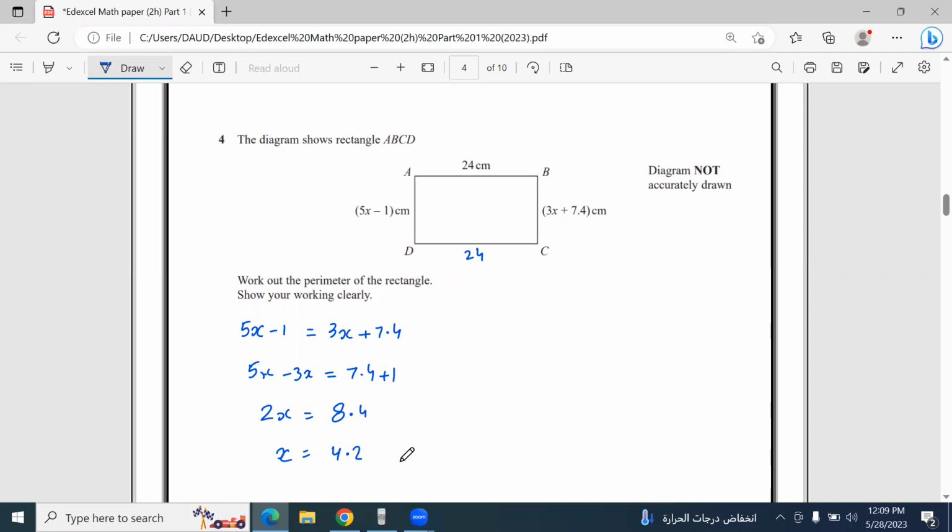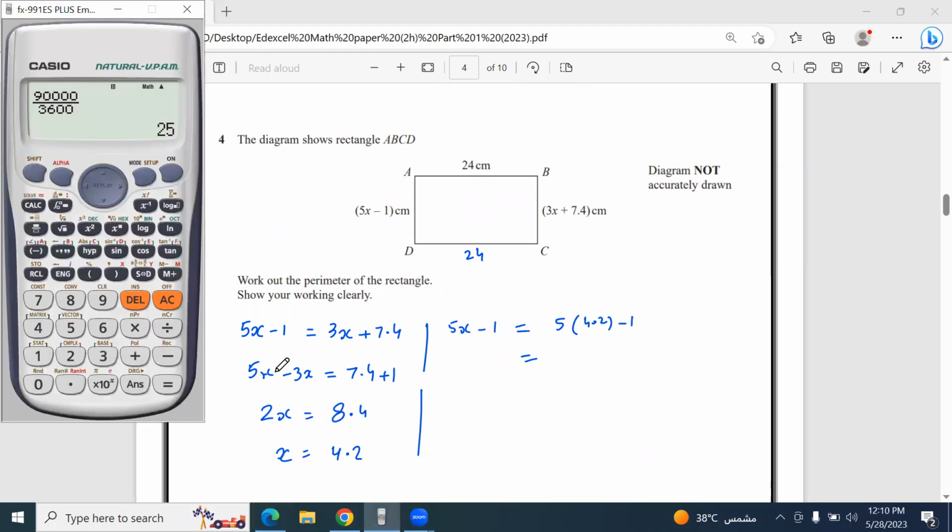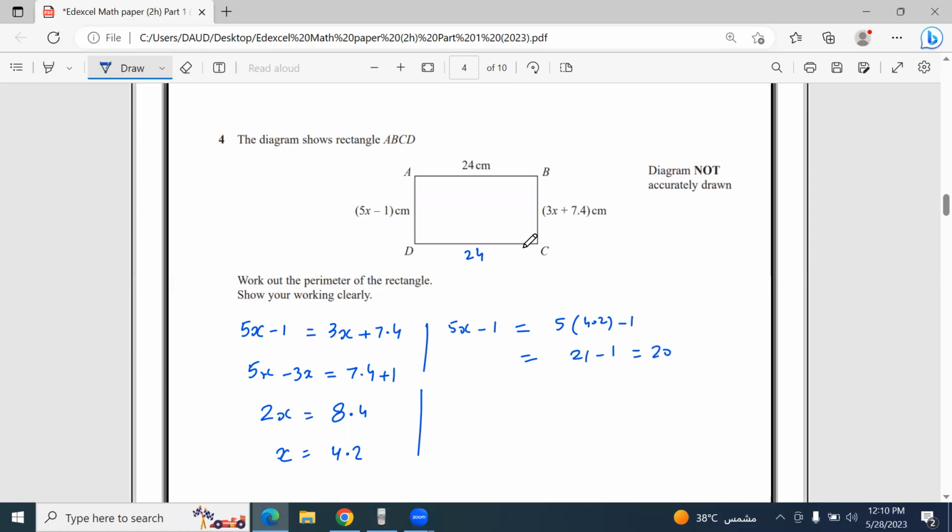This is x, and in this way we can find these two sides, which are 5x minus 1, which is equal to 5 into 4.2 minus 1. That gives us 5 multiply 4.2, it is 21 minus 1, which is equal to 20. And same as 3x plus 7.4, which is equal to 3 bracket open 4.2 plus 7.4.